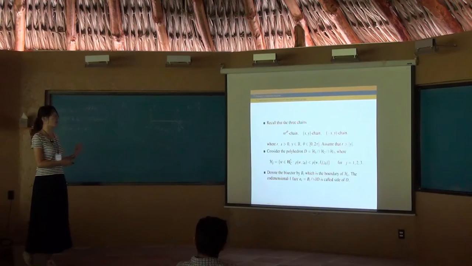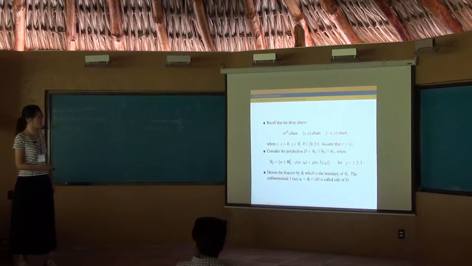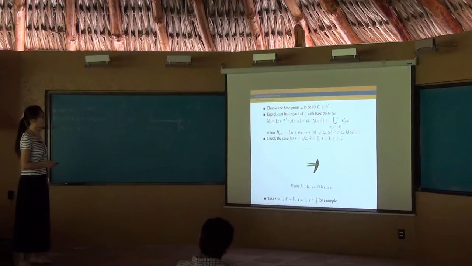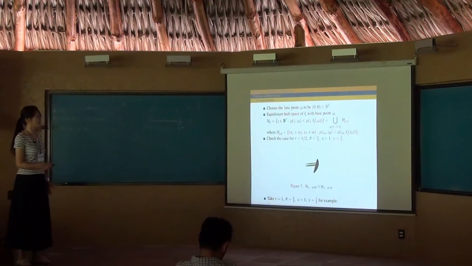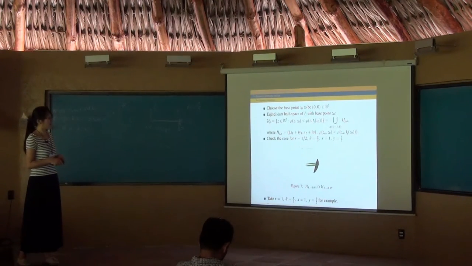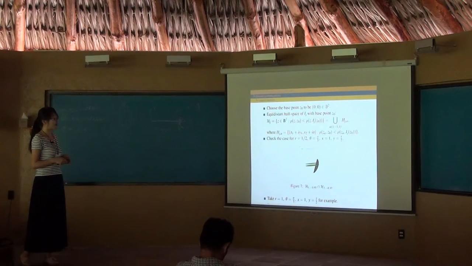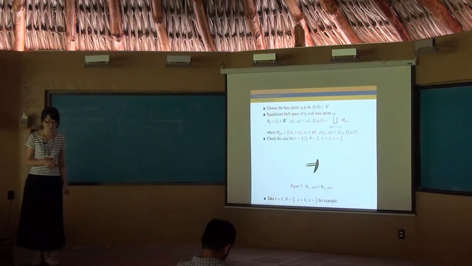Then we use the previous Poincaré polyhedron theorem. Firstly, we want to construct this polyhedron, so we should choose a base point. And now we just choose the center of the unit ball in the complex hyperbolic space, unit ball model. If this half space H_ij has base point z0, we can also write the explicit form.